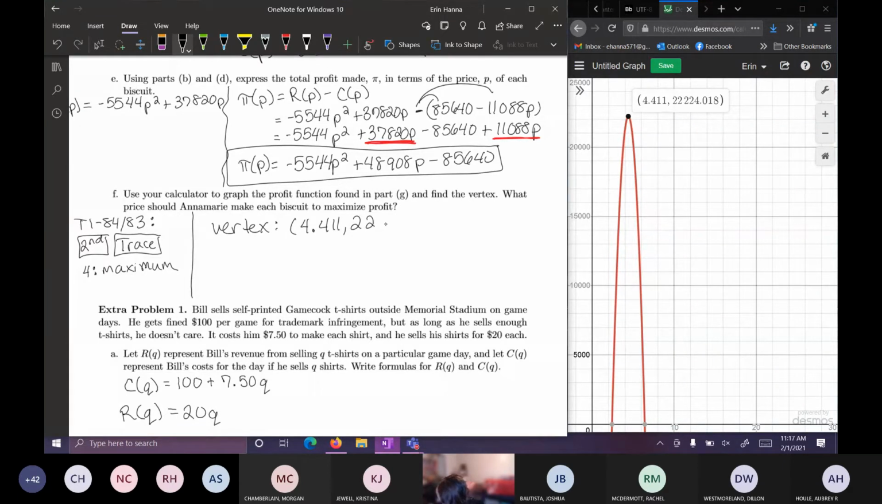So Desmos is telling us that the vertex looks to be about 4.411 and then 22,224. And I'm just going to say 4.41 because we're talking about a price here. So that was able to do it for us.